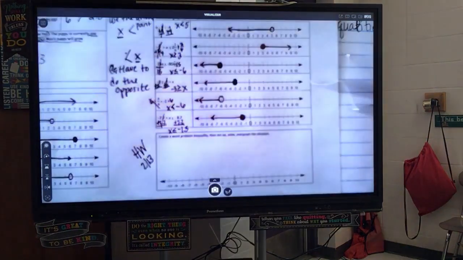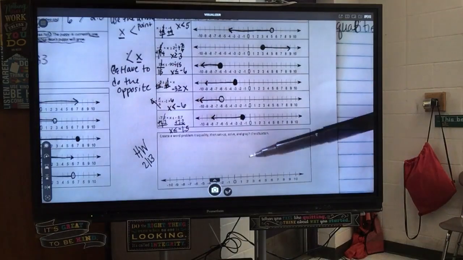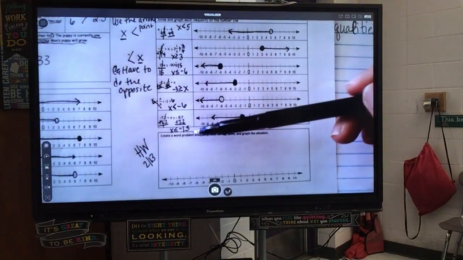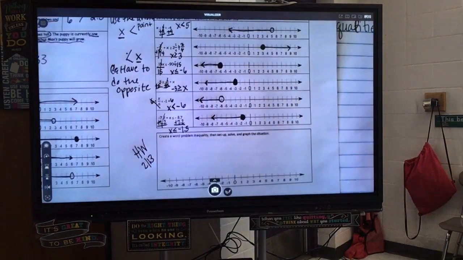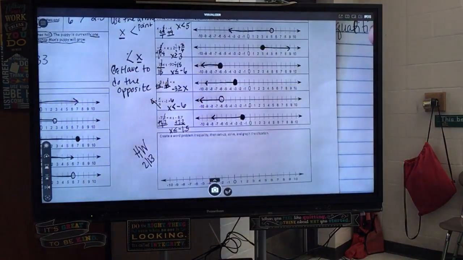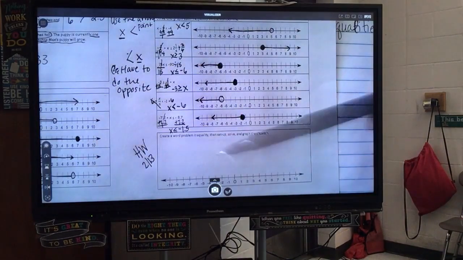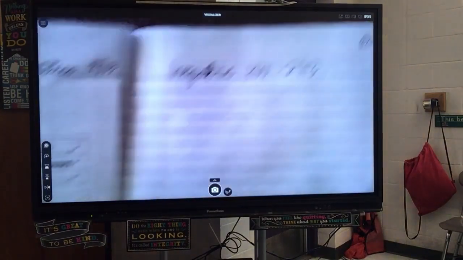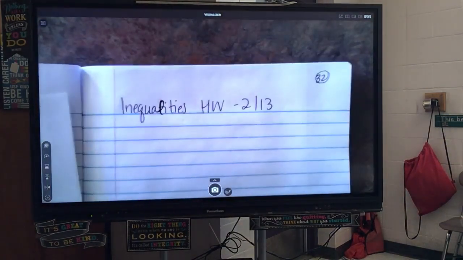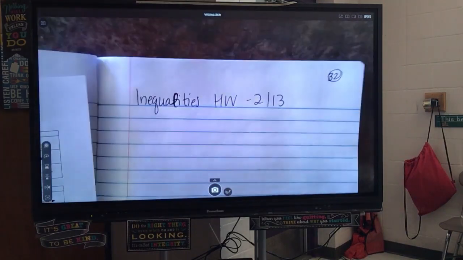Alright, so this box right here is part of your homework tonight. It says create a word problem, inequality, then set up, solve, and graph the solution. So everything that we've done, you're applying to your homework tonight. Okay? Glue this into your notebook. Slide over and on the next right page, please go ahead and title it.